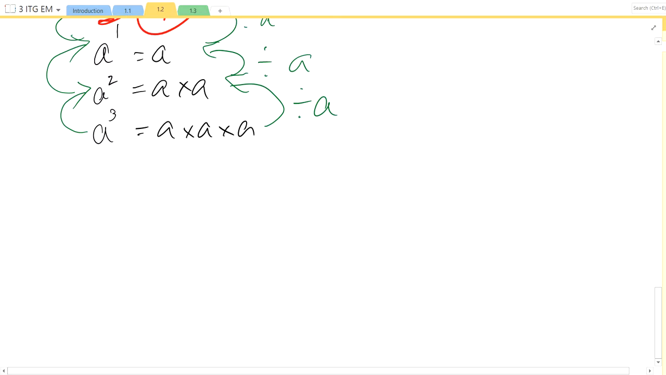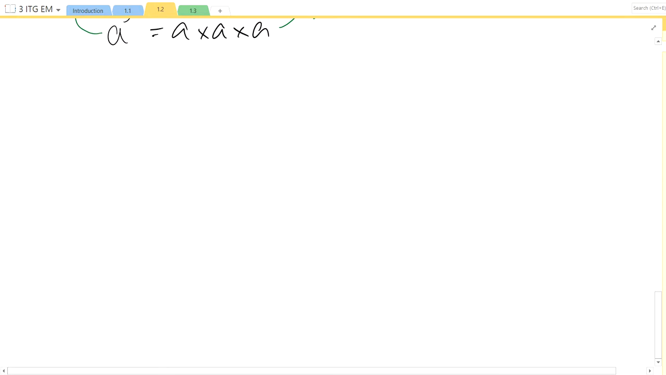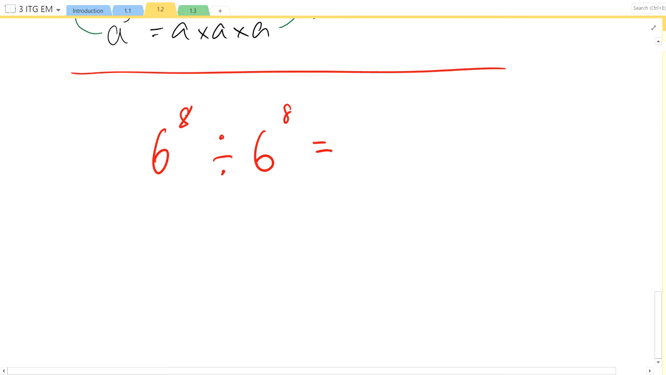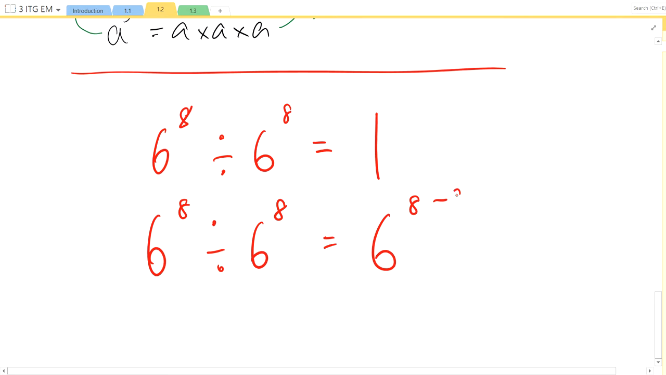Okay? Let's look at it another way. What happens when I take 6 to the power of 8 divided by 6 to the power of 8? What do you think I will get? 1, right? Okay. Why am I telling you this? Let's talk about indices now. 6 power 8 divided by 6 power 8 is supposed to be our second law of indices. Do you remember? We get 6 to the power of, which is 6 power 0.